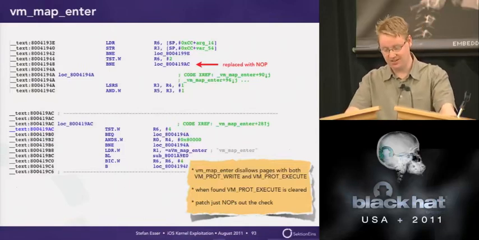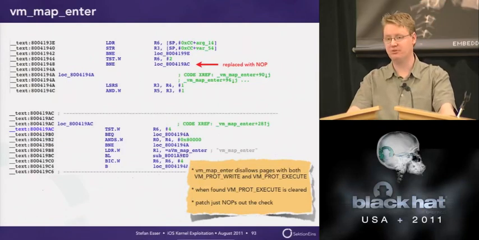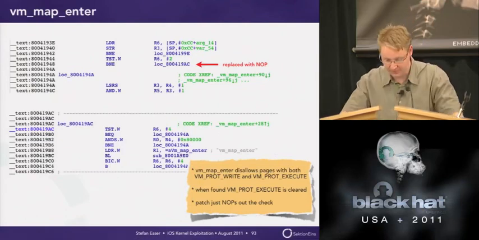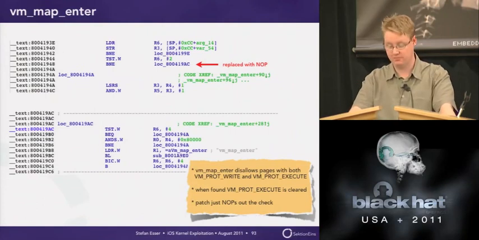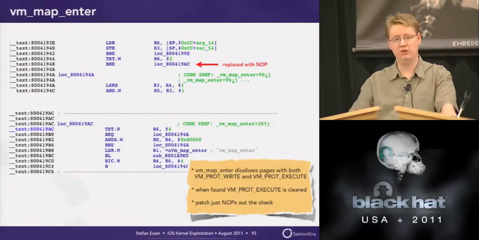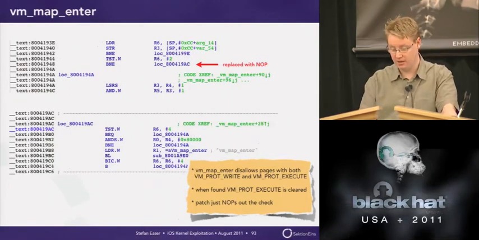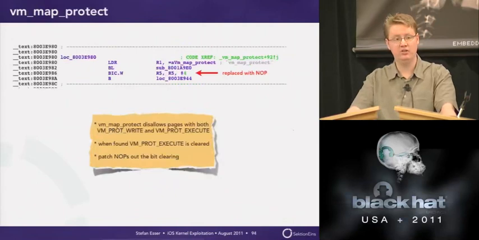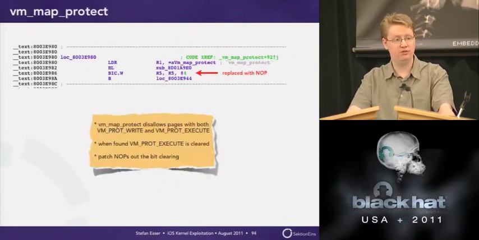Basically, the patch from Comex replaces the check with a nop. And so now memory can be read-write executable. Otherwise, if that's not patched, the kernel will see there's a prot execute and it will just clear it. This just allows you to have the read-write executable memory at all. There's a second patch required to allow mprotect to have read-write executable memory.